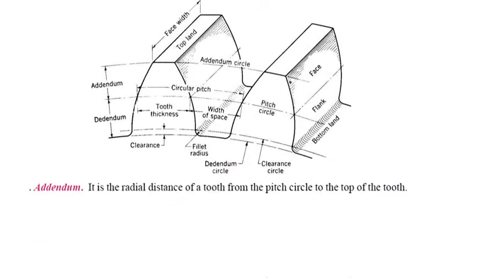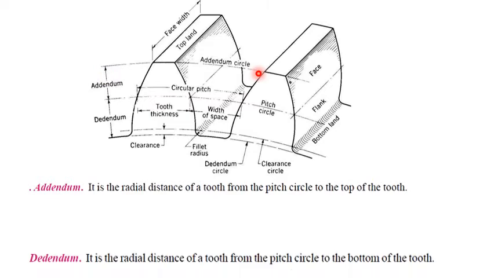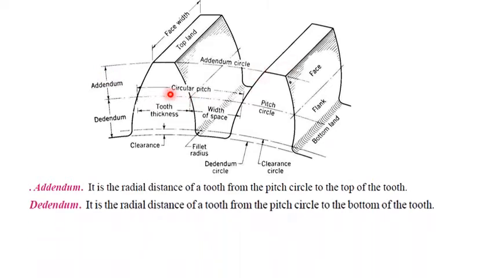Next one, addendum. So what do you mean by addendum? It is the radial distance of a tooth from the pitch circle to the top of the tooth. See, this is the top of the tooth, and this is the pitch circle. So this radial height or distance represents the addendum. Next one, dedendum. It is also a radial height measured from the pitch circle to the bottom of the tooth.